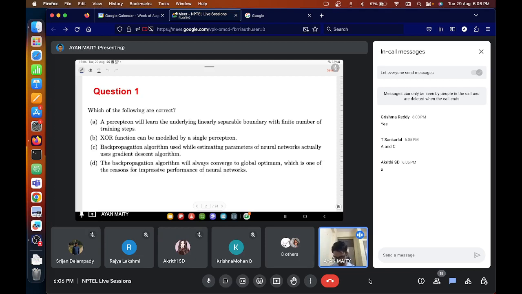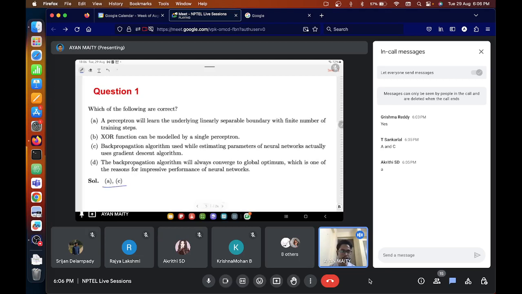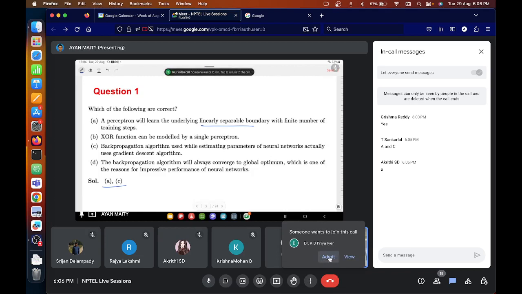So the correct answers here are A and C. Shankar Lal has written the correct answer in the chat, A and C. The first option is a perceptron will learn the underlying linearly separable boundary with finite number of training steps. This is right, that the perceptron will always learn the linearly separable boundary. So it cannot learn quadratic or some other polynomial decision boundaries. So option A is certainly correct.